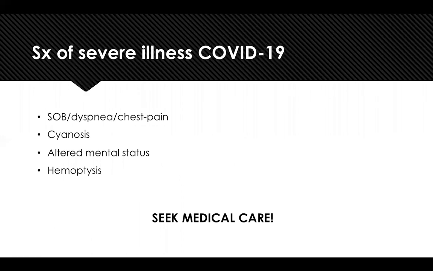And these aren't all of the signs of severe illness, but these are the most common ones that one should watch out for. Shortness of breath, dyspnea or chest pain. Cyanosis. Cyanosis refers to blue, right? So your body becoming blue, it means you're becoming cyanotic. So if your nose or your tongue or your fingers or toes start to become blue, that's known as cyanosis. And this generally means that hypoxia is happening.